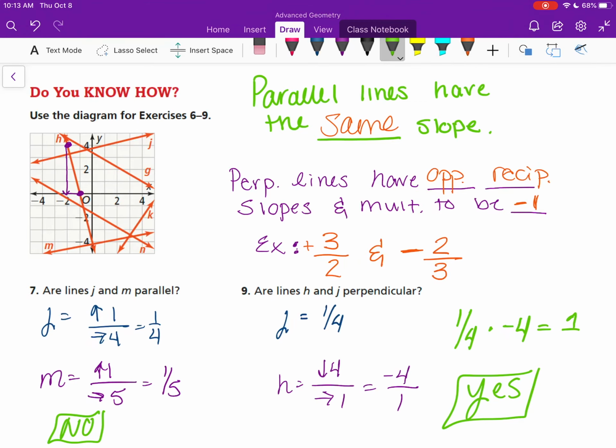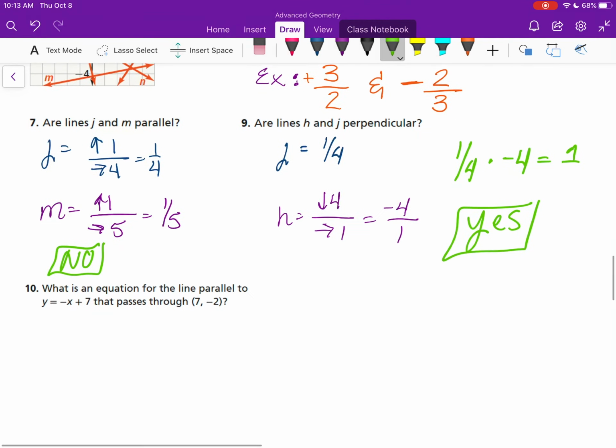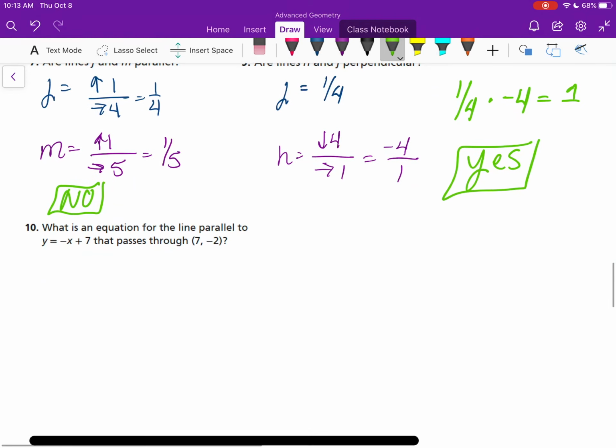The last part of section 2.4 was writing the equation of a line that is either parallel or perpendicular to a given line. And we used our y equals mx plus b slope-intercept form to do that. And it gives us the line y equals negative x plus 7. We have to pick out the slope. And it's always that number in front of the x. So that means here the slope is negative 1.